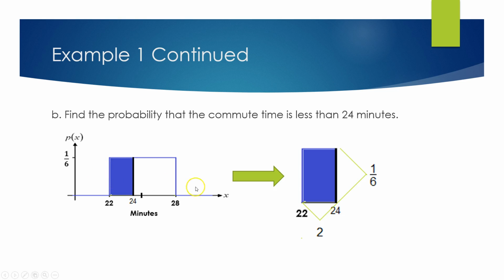So if we took this little rectangle and pulled it outside, it would be a distance of 2 along the bottom, and the height of this is 1/6. So this height is 1/6, and this height is 1/6 as well. So the area of this box is going to be 1/6 times 2. That's 1/3, which is 0.3333. So the probability that the time to commute is less than 24 minutes is 0.3333.